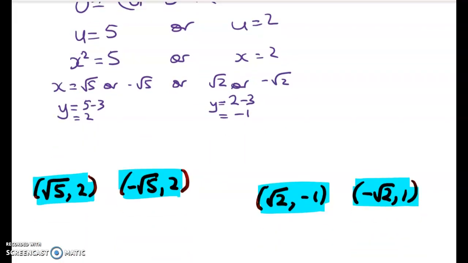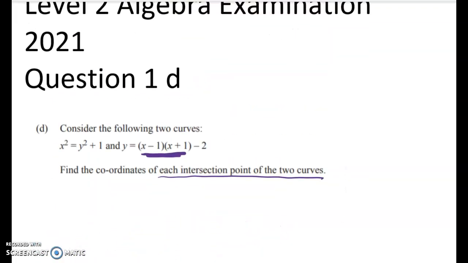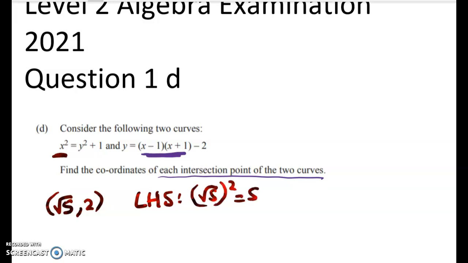Okay, so let's take these points and just check that they do work. So root 5 and 2. Well, here, let's see. The left-hand side, x squared gives me root 5 squared, which is 5. I can't use that pen, it's way too thick. I'm sorry if that's annoying anyone. And then the right-hand side is going to give me y squared, so 4 plus 1, which is 5, which is the left-hand side. Okay, and we can go on and do that for the other 3 points.